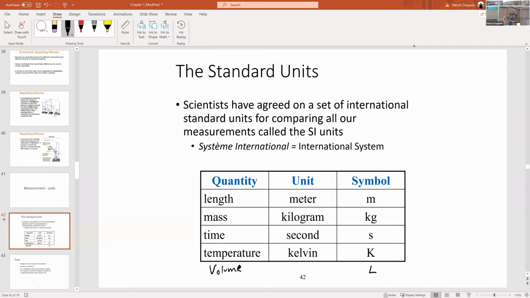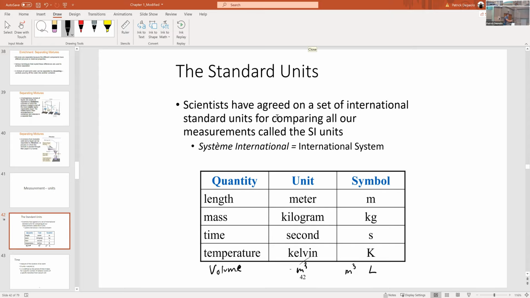So a unit would be, so the symbol, sometimes we use liter, but sometimes we actually use the cubic meter as the SI unit for volume. That's actually the SI unit for volume. But in chemistry, we love to use the liter. Liter is a lot better. The cubic meter is actually 1,000 liters.